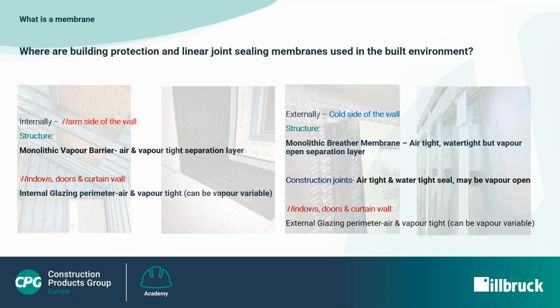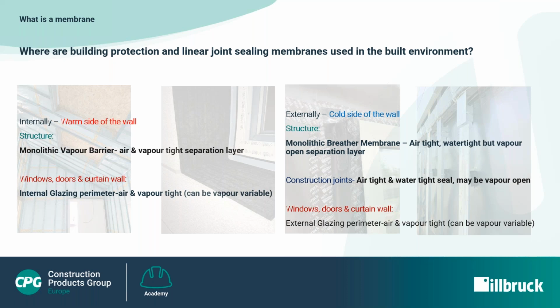External membranes, again sometimes monolithic, such as a breather membrane, are applied to the external sheath structure to create a separation layer that is air and water tight, but vapor open. They are breathable, allowing water vapor to escape, but not liquids to pass. Monolithic breather membranes provide a proofing layer to the structure and are sealed with the tape for optimized functionality.